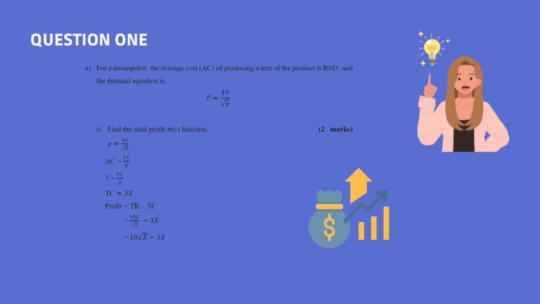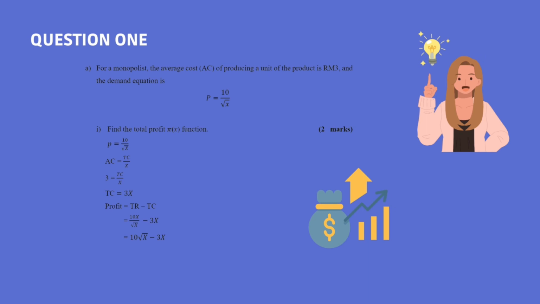Question A. For a monopolist, the average cost AC of producing a unit of the product is 3 ringgit Malaysia, and the demand equation is P equals 10 over square root x. Find the total profit function.